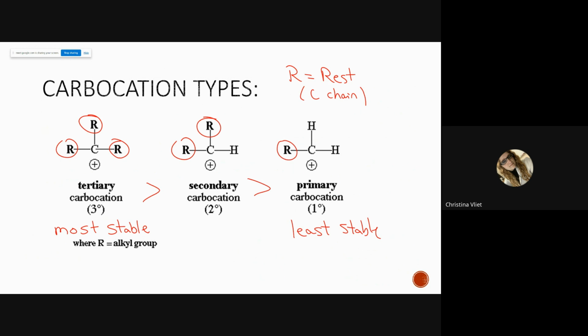So that gives us the order of stability. The carbon that has the most carbons surrounding it will be the most stable. And the one that has the least carbons around it will be the least stable. So if you had a 0 like this, this is actually super unstable.